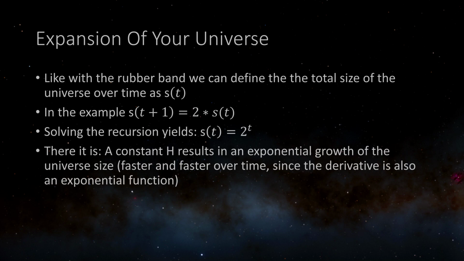So it's actually faster and faster over time, and even the derivative is an exponential function, so it's really expanding faster and faster in an incredibly fast way. Just as a little exercise, you could work out how the Hubble parameter has to change if you want a linear expansion of the universe. Then it obviously can't be a constant. It has to shrink with a certain function.